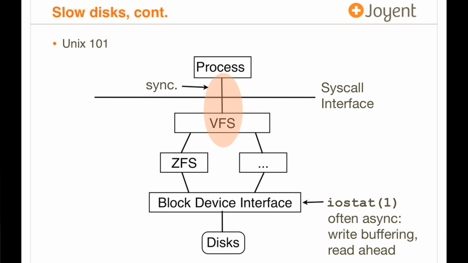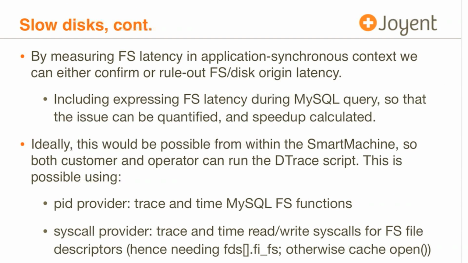If you actually want to express the pain and then really get a grip on the effects of multi-tenancy, you need to go up to the VFS level or the process itself to look at the synchronous latency, the time you are actually blocked. So by measuring it from the synchronous context, we can confirm or rule out the file system or disk as the origin of latency, such as expressing file system latency during a MySQL query. That would be ideal. This particular case study was for MySQL, and if I can express the time you were blocked on the file system as a ratio of the time you spent in MySQL, you would immediately quantify the issue, and you can also calculate speedup. If 90% of my time was blocked in the file system and I eliminated that, I could go 10 times faster, would be my theoretical max. So this sort of expression is ideal.